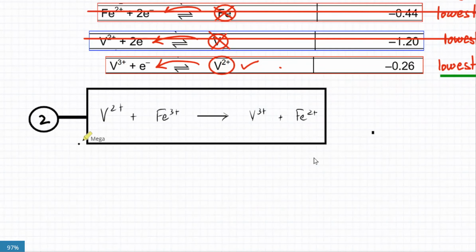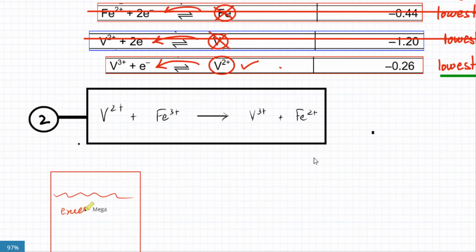So now let's look at the beaker again. Okay, so let's have another look at the beaker. What's the situation now? Remember, we have added excess Fe3+, so that's still there.